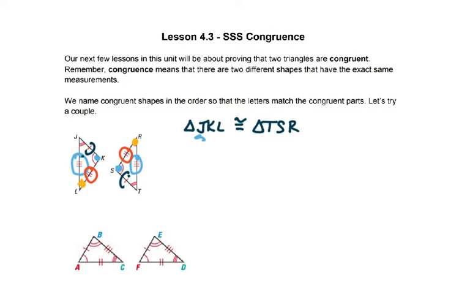Angle J is congruent to angle T. Angle K is congruent to angle S. And angle L is congruent to angle R.